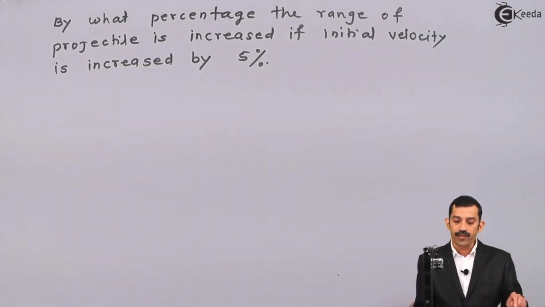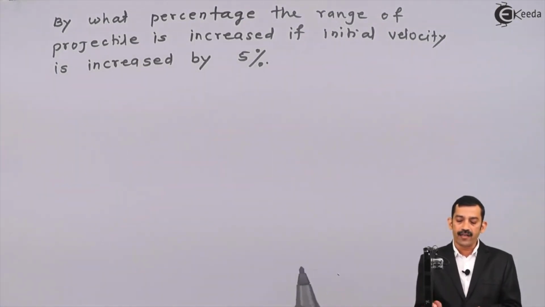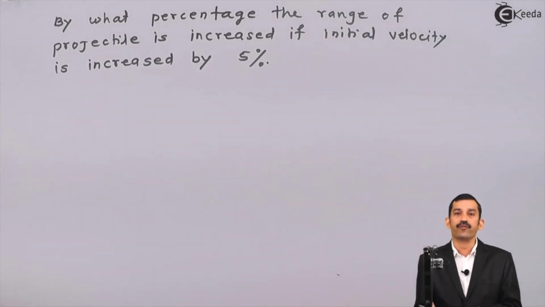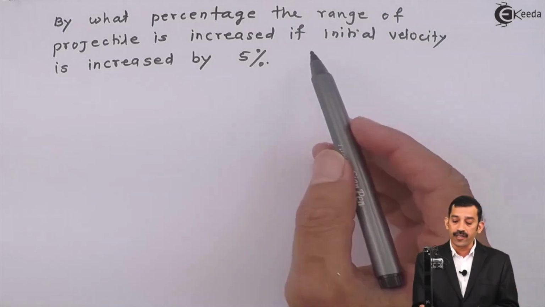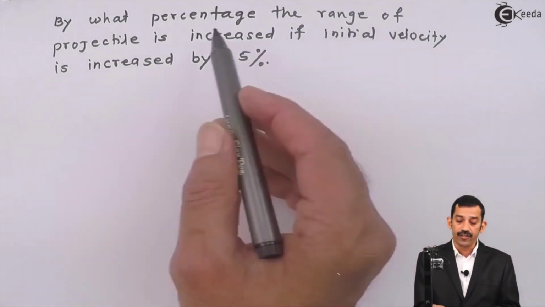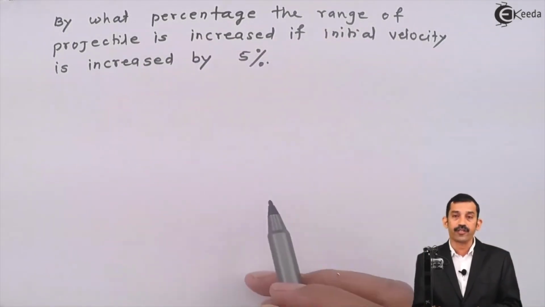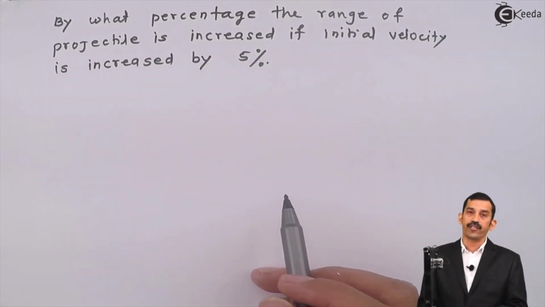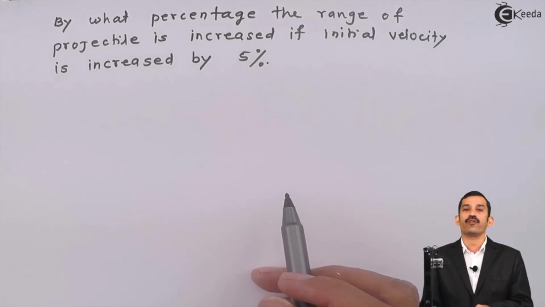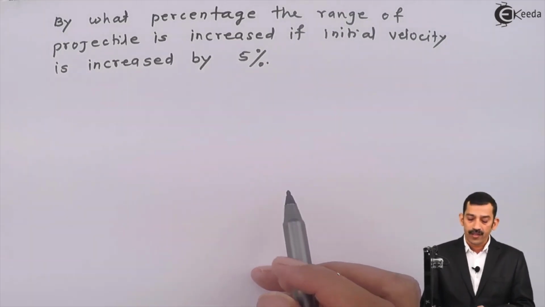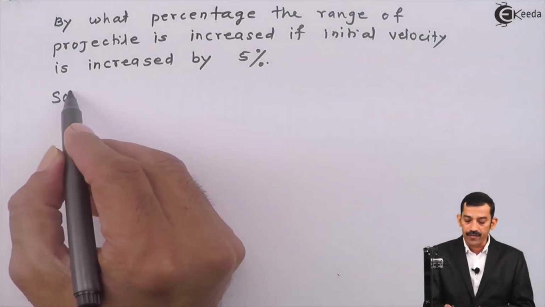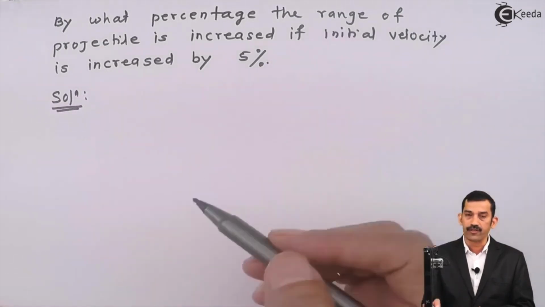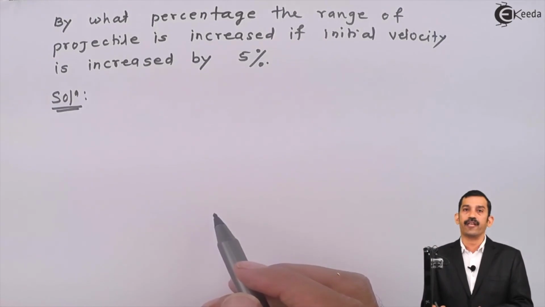What angle of projection will we take here? The angle remains the same, and only the velocity is increased by 5%. What should be the percentage increase in the range of the projectile? We have to find the range, which means the horizontal distance here. First, you must know only this: the initial velocity, and the final velocity is 5% additional.